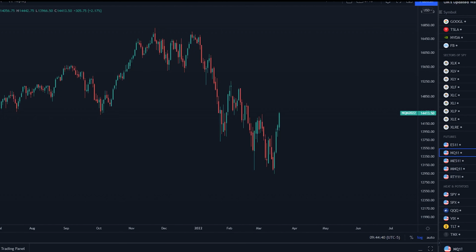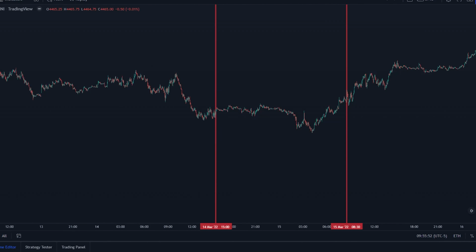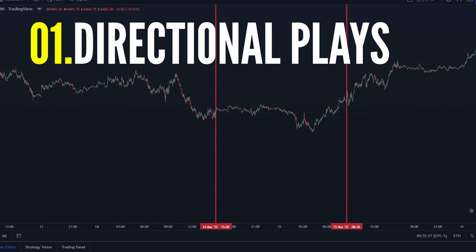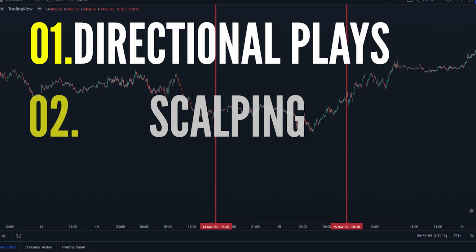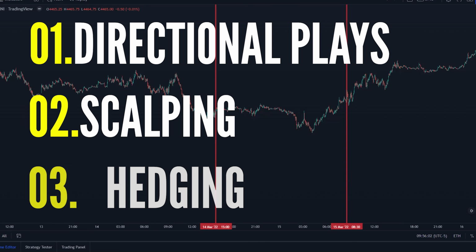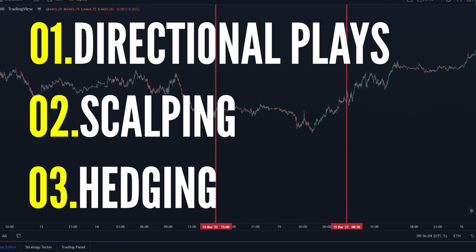Now let's go over a couple of different applications of how I use futures in my trading system. Now there are 3 main ways you can utilize futures. Directional plays, aka following trends. You can scalp or you can hedge. Scalping and hedging are my 2 main ways to use futures. Sometimes I'll throw in a directional play and let it run, but I usually use options for that.